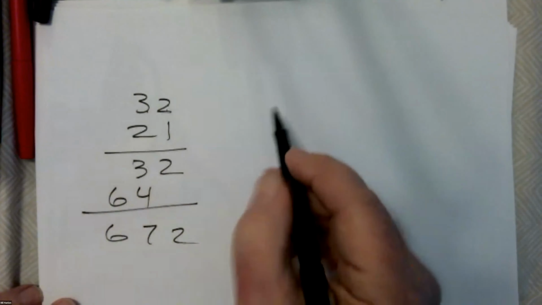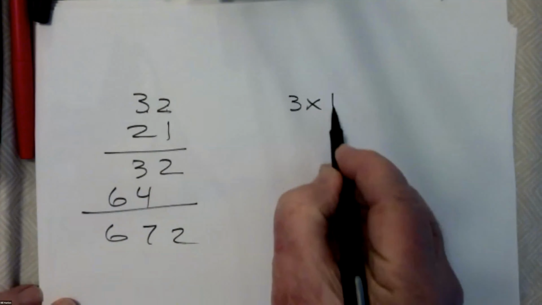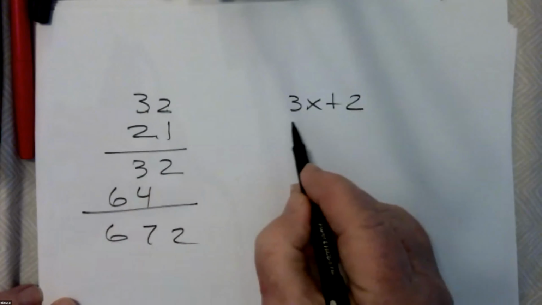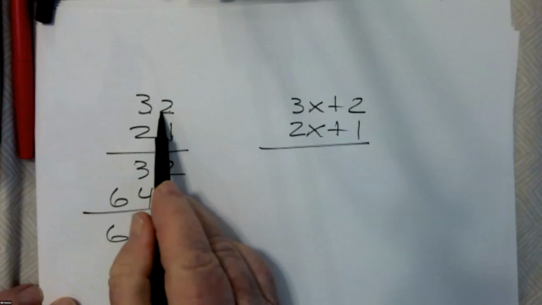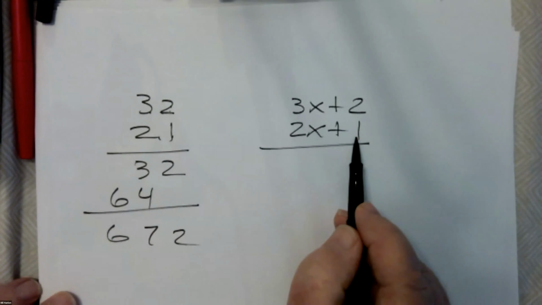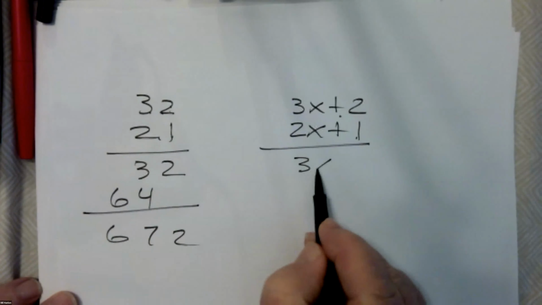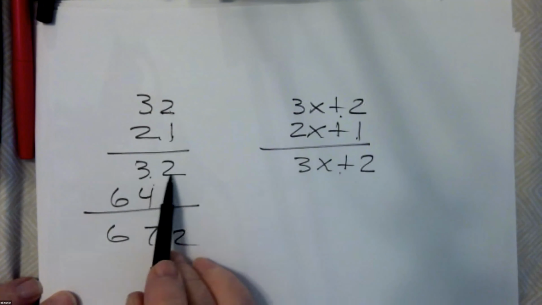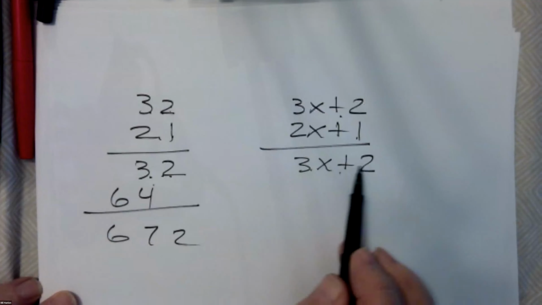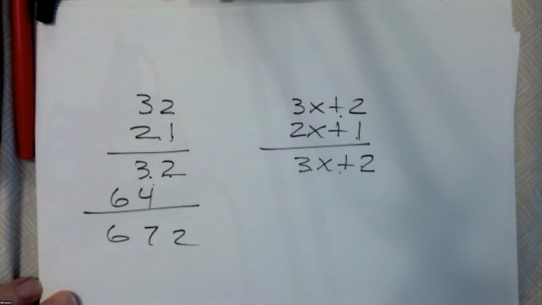32 is 3 tens plus 2 ones. I'm just going to rewrite that as 3x plus 2. The 21 is 2x plus 1. And as I multiplied 1 times 32, I'm going to multiply 1 times 3x plus 2 and get 3x plus 2. Notice the partial product. Here are the digits of 32. Here the coefficients are 3 and 2.